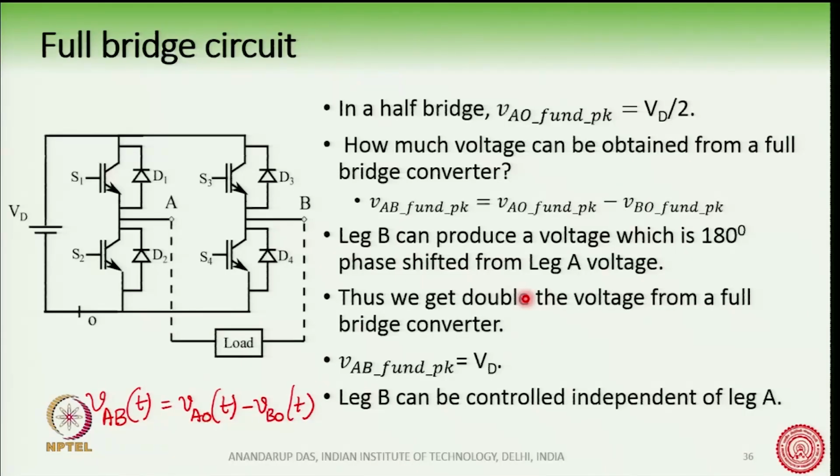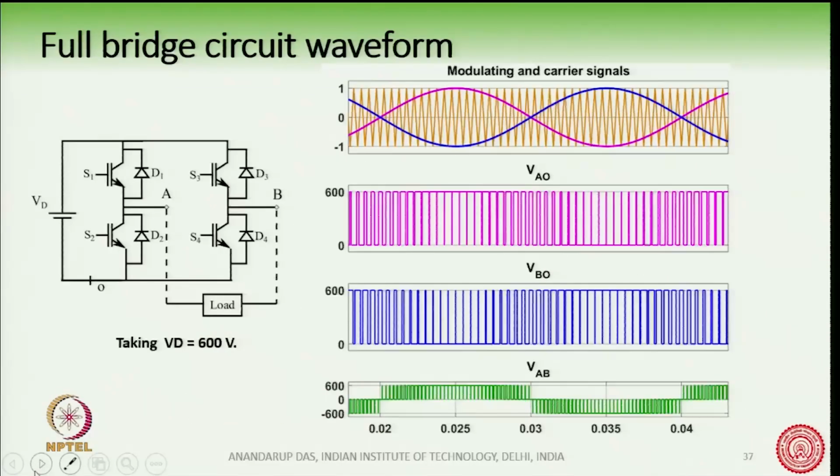Okay. If I do like that, then I can get double the voltage from a full bridge converter. So, if the voltage of phase B is 180 degrees from phase A, here you can see in this curve, suppose the voltage of A phase is this, the fundamental voltage inside A phase is this much.